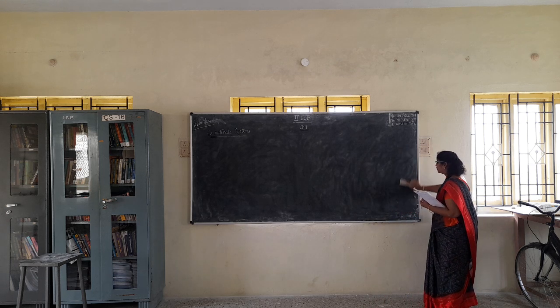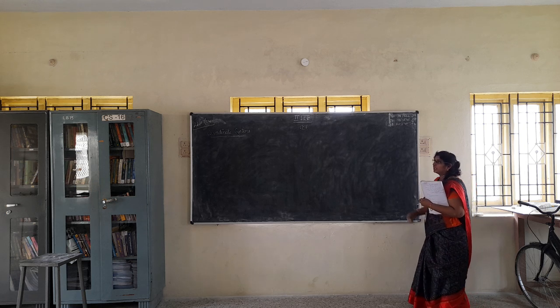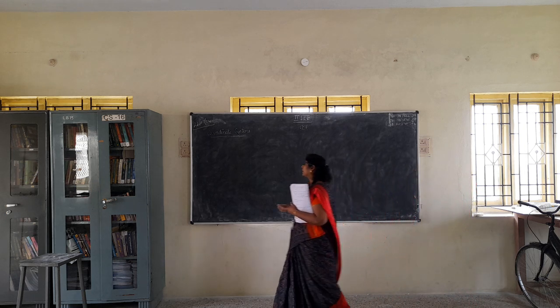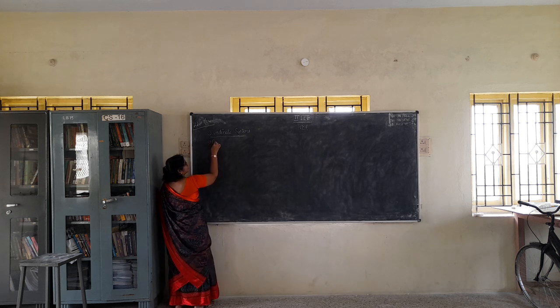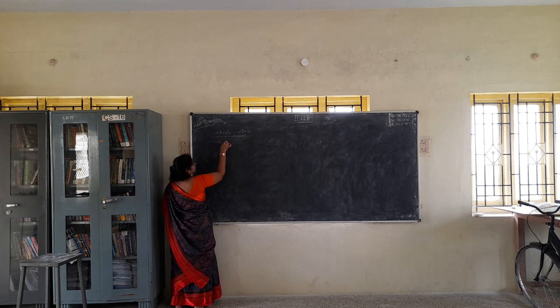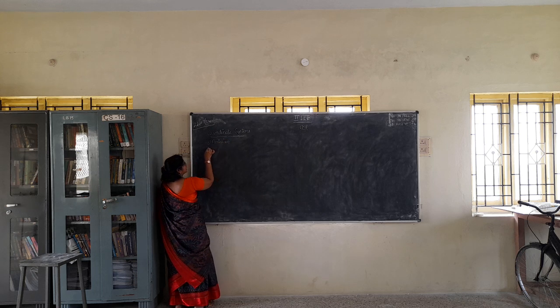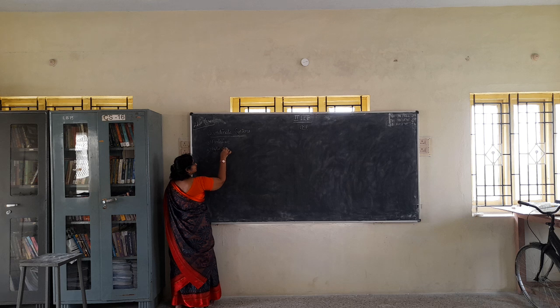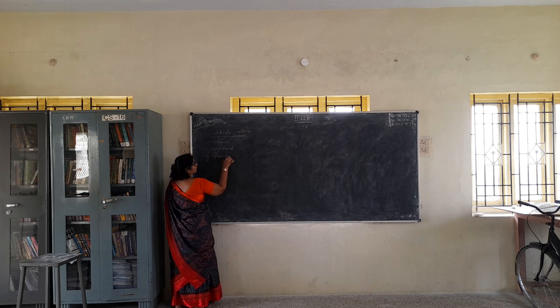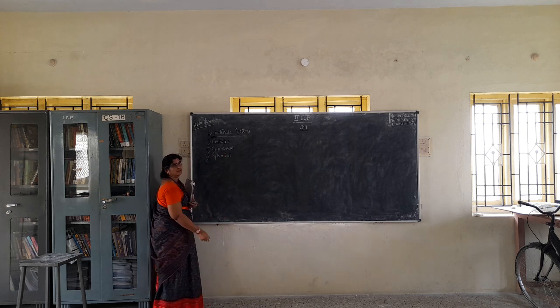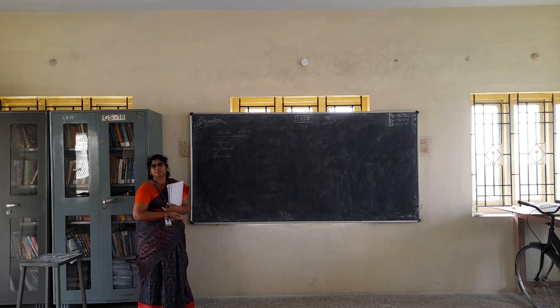So there are three types of coordinate systems. First one we call it as Cartesian coordinate system. Second one, cylindrical coordinate system. Third one, spherical coordinate system.